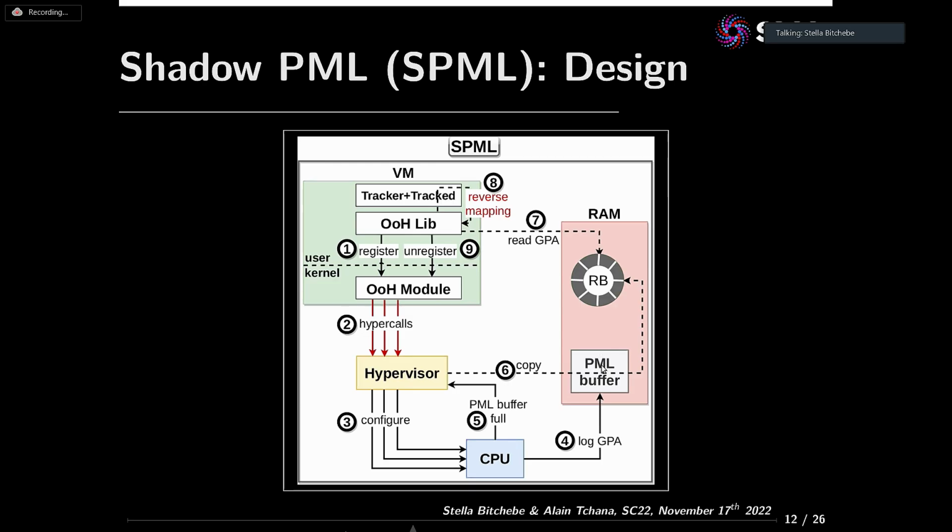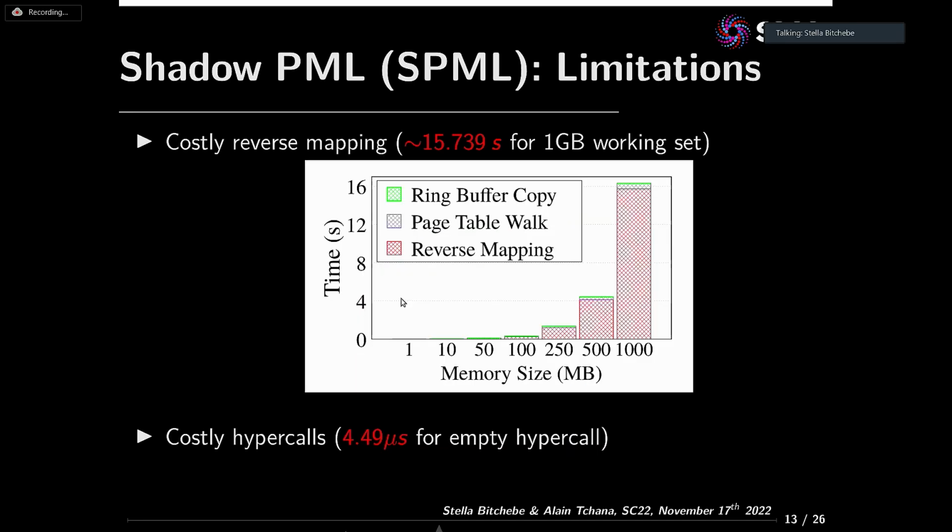When the buffer is full, the hypervisor will copy the content into a ring buffer, which is a shared memory accessible to the guest. The tracker, through the library, will be able to copy the content of that ring buffer. But since these are physical addresses, it will need to perform a reverse mapping. This means walking through the tracked page table map, and for each physical address in the log, finding the corresponding virtual address. And this will be the main overhead of Shadow PML, because this reverse mapping can take up to 15 seconds for a 1 GB working set.